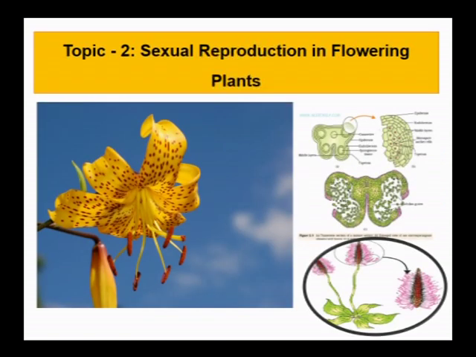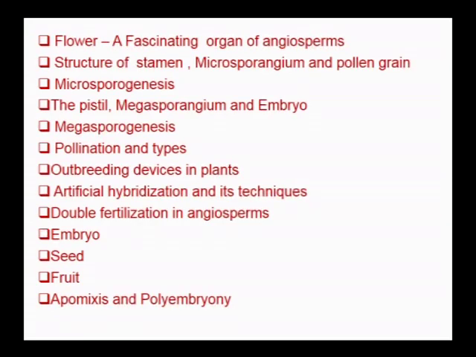Next topic is sexual reproduction in flowering plants. In this topic, we talk about the flower, a modified shoot for sexual reproduction. So, we talk about different parts of the flower, structure of stamen, that is microsporophyll, then microsporangium, that is a pollen sac, and the pollen grain, a male gametophyte. We talk about the formation of pollen grain under microsporogenesis.